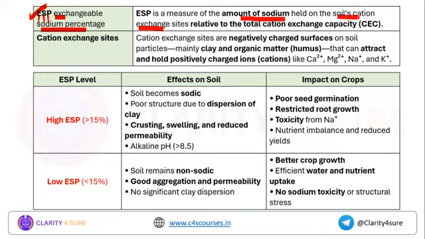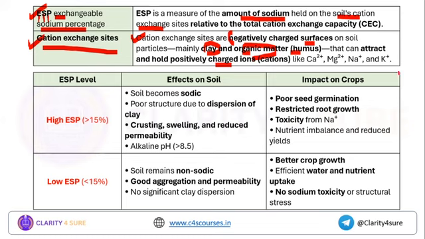Let's first see what a cation exchange site is. Cation exchange sites are negatively charged surfaces on soil particles, mainly clay and organic matter, that is humus. You must know that clay and organic matter possess a negative charge, and when these negatively charged surfaces attract and hold positively charged ions, they are called cation exchange sites.